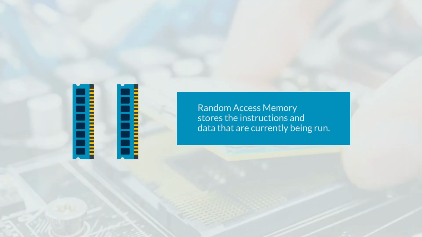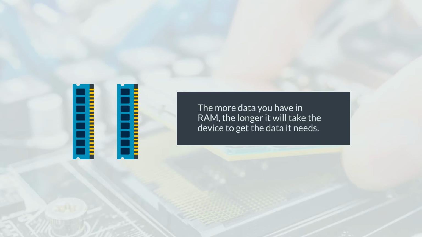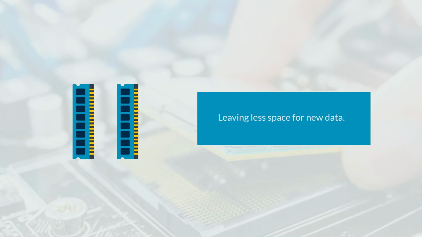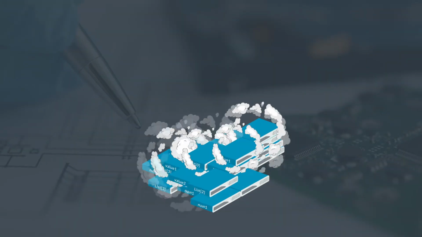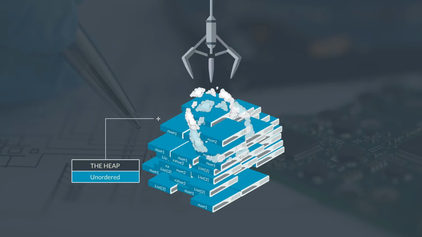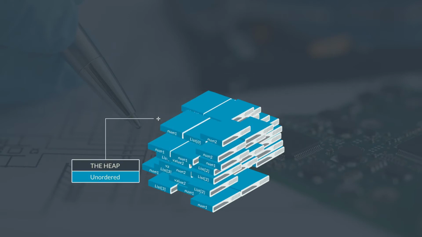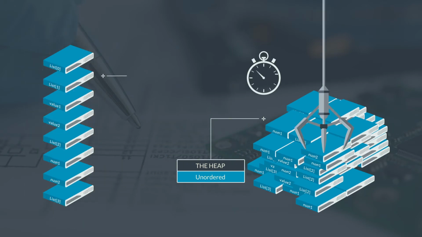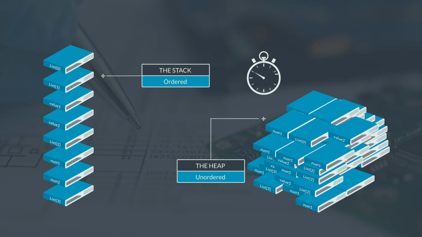Random access memory stores the instructions and data that are currently being run. The more data you have in RAM, the longer it will take the device to get the data it needs, and the less space there is for new data. If you create an object or a list, or something that increases in size, MicroPython accesses data from a pile of RAM called the heap. This is more time-consuming than just allocating the memory needed in the first place.